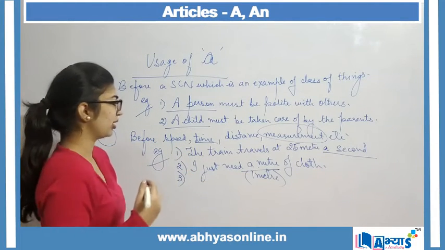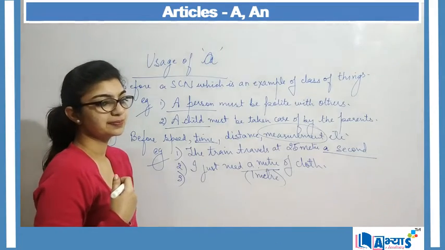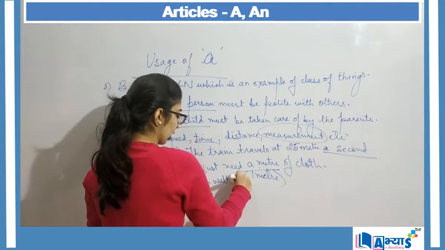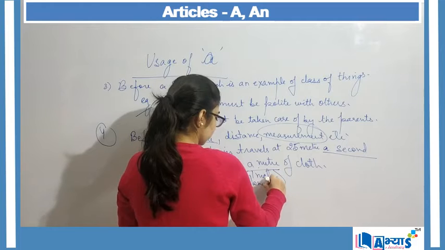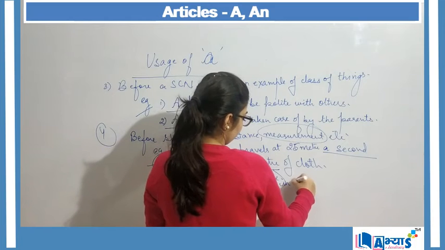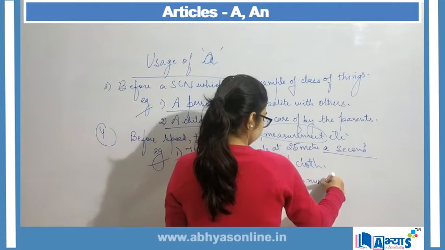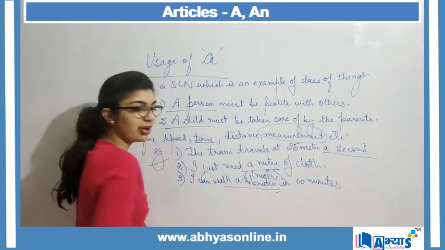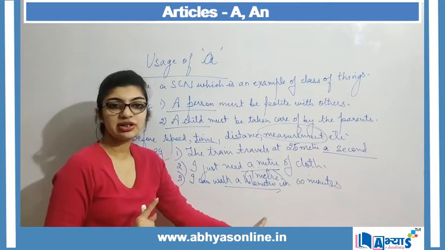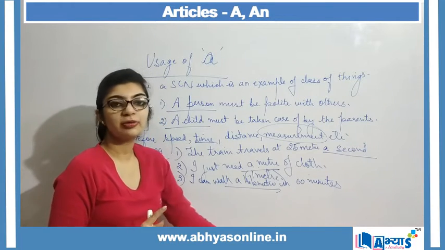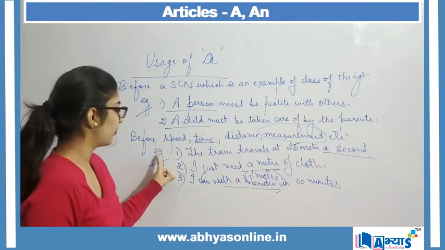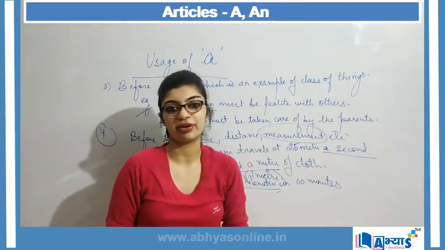Let me explain with another example, like: I can walk a kilometer in 60 minutes. Here I am talking about the distance. A kilometer again means 1 kilometer. So a kilometer is also a singular countable noun. 1 kilometer is also a singular countable noun. So here I can use the article a before speed, time, distance, measurement, etc.